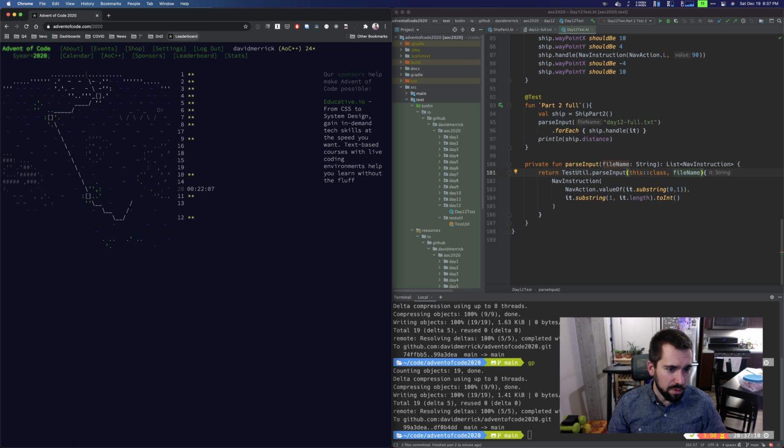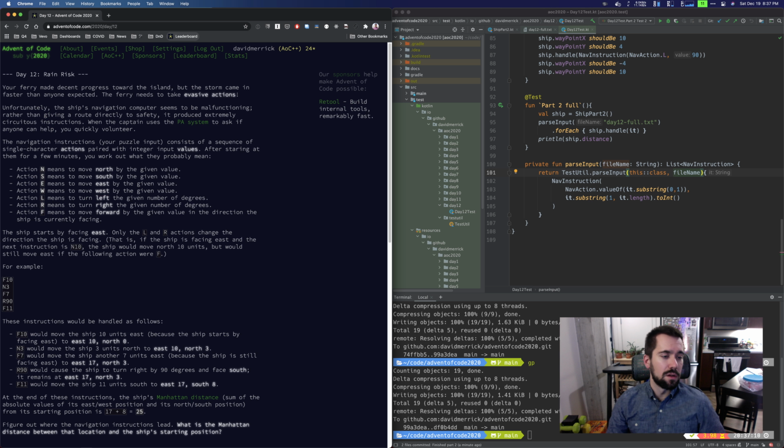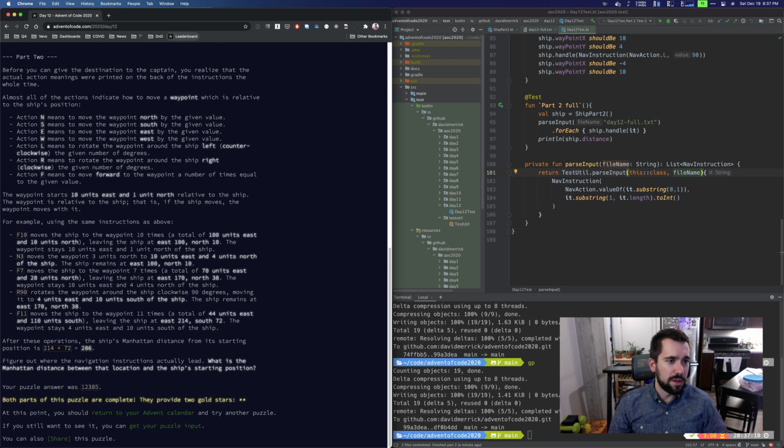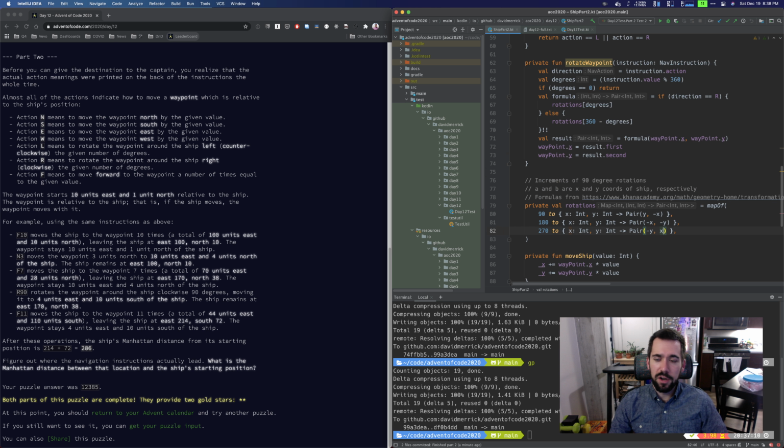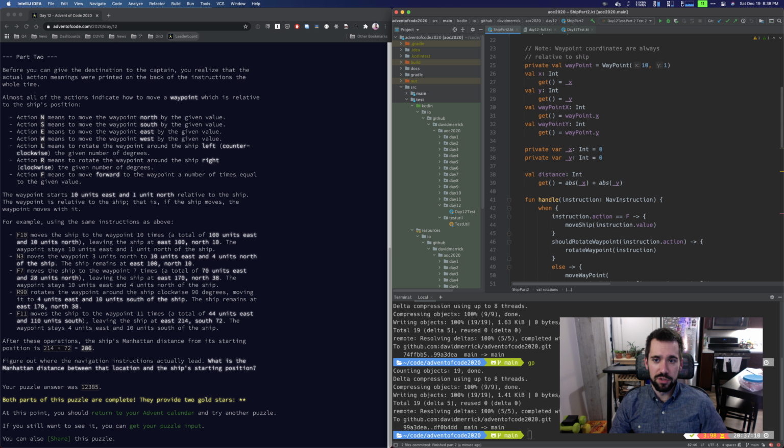These are all out of order. What happened? So essentially, it gives us the same instruction set, but the meaning of them is switched. So instead of north meaning move the ship north, we have a waypoint, and this waypoint starts relative to the ship 10 clicks east, and then 1 north. So I created a new class, the ship part 2 class.